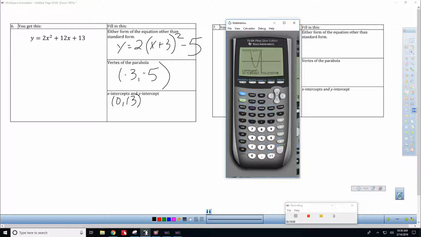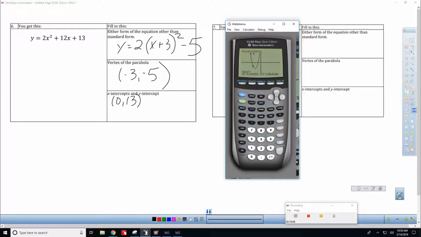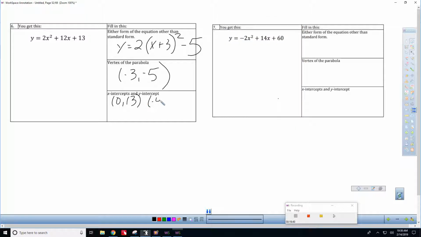Okay? I get to the left of the 0. I hit enter. I get to the right of the 0. I hit enter. What's in between there? Take a guess. Come on. There it is. -4.58, 0. What's the other one?